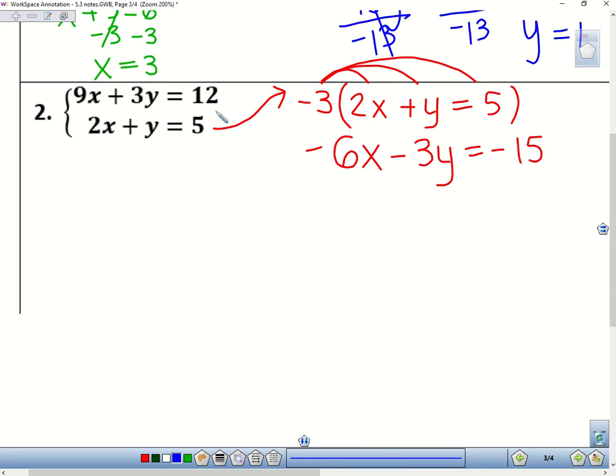Once I have that, I'm going to write the first equation underneath it to line it up. Because you always want to line up your like terms.